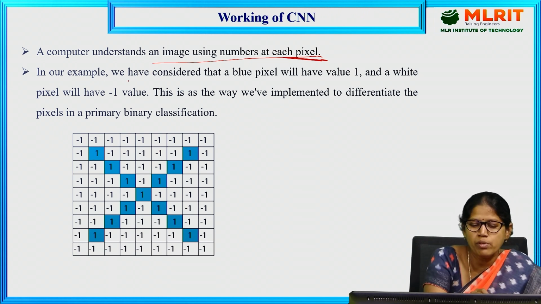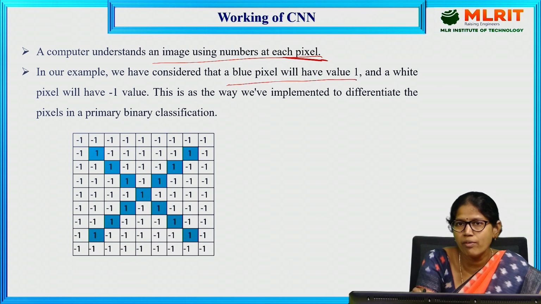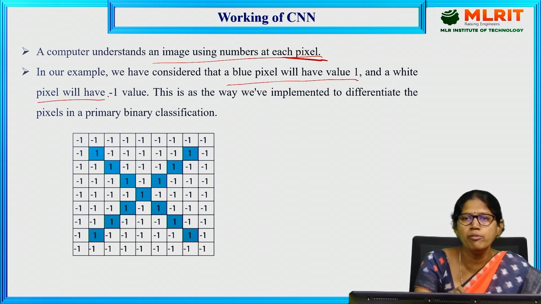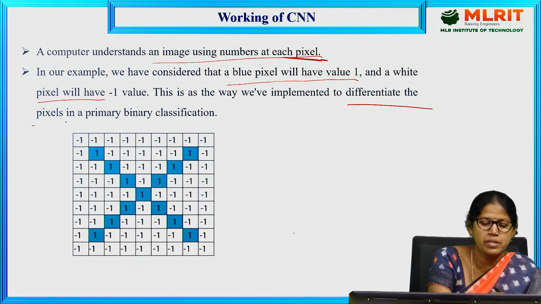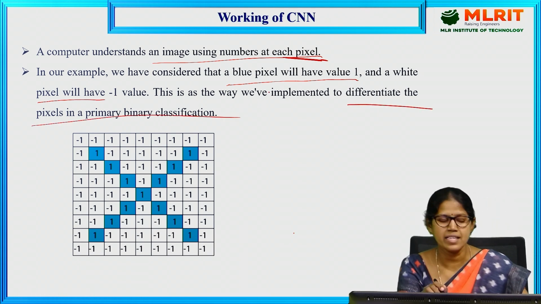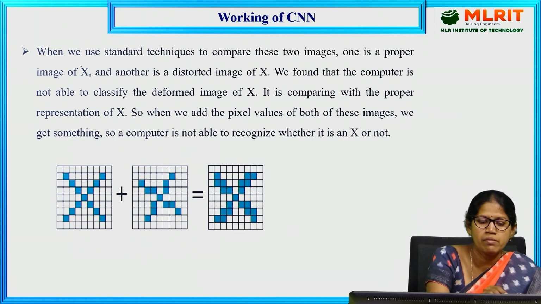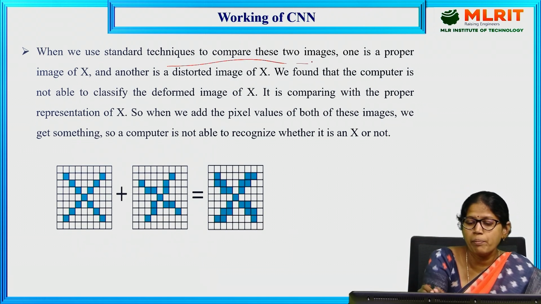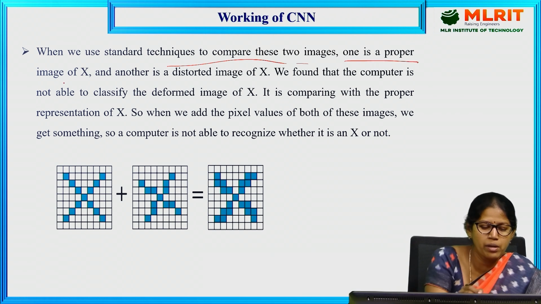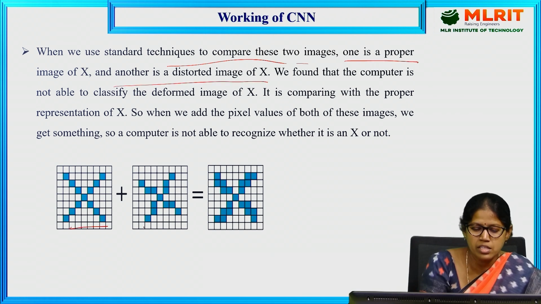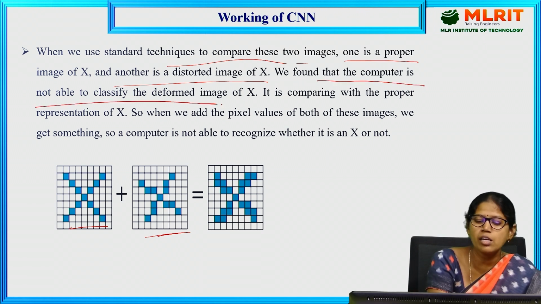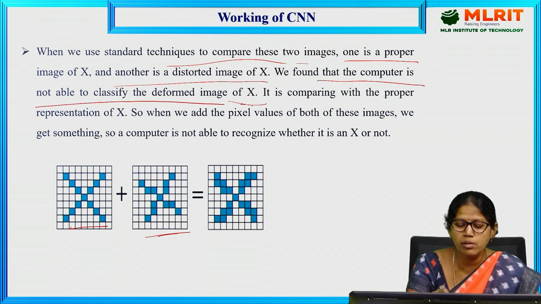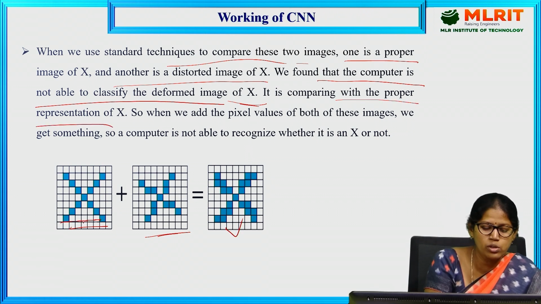In our example, we have considered that a blue pixel will have value 1 and a white pixel will have -1 value. This is the way we have implemented to differentiate the pixels in a primary binary classification. When we use standard techniques to compare these two images, one is a proper image X and another is a distorted image of X, we found that the computer is not able to classify the deformed image of X. It is comparing with the proper representation of X.